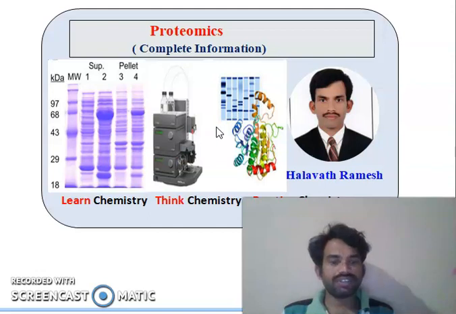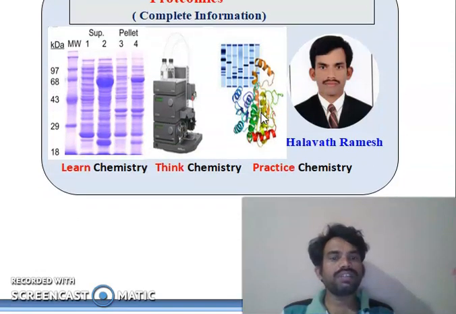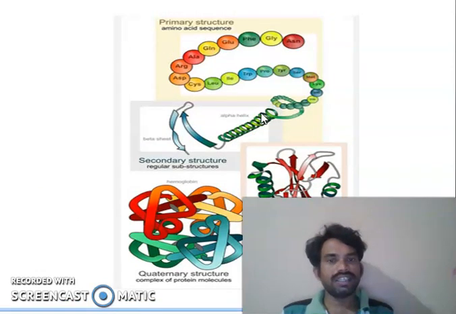Brief introduction: this class is about protein purification and characterization techniques. Slide by slide we will discuss protein purification and characterization. You can see one of the basic slides I kept here.